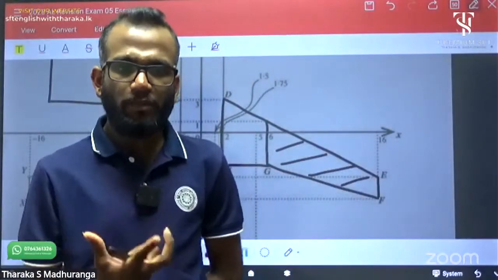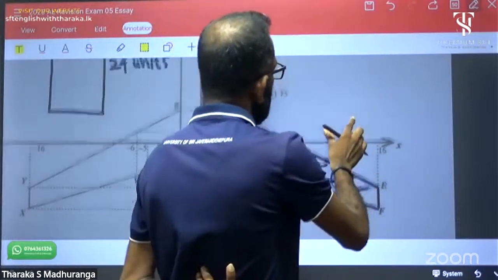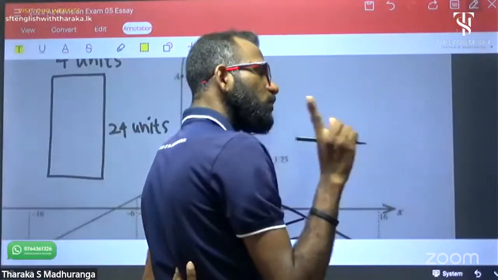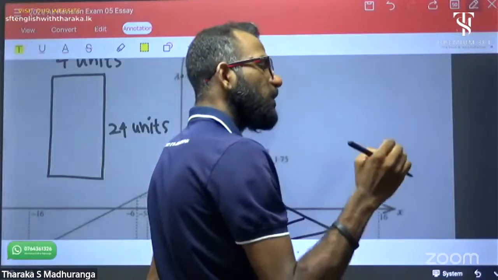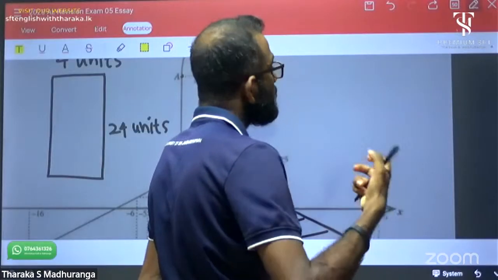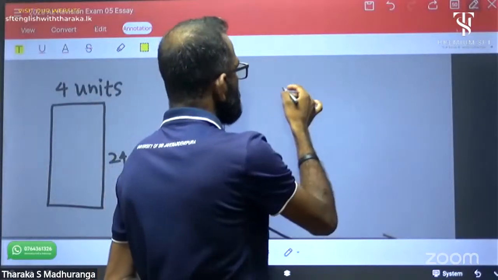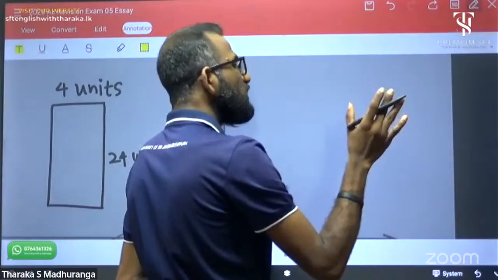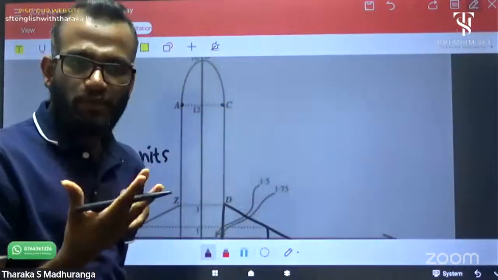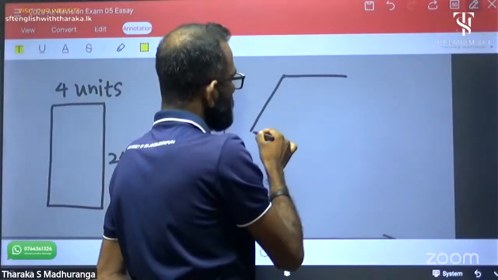How to identify? This is a characteristic. Remember, a lot of exam essay area and volume questions are based on the trapezium, because trapeziums come in different shapes. See, how to identify a trapezium? Before that, what are the characteristics of a parallelogram? Do you know parallelogram? Okay, it's a parallelogram.